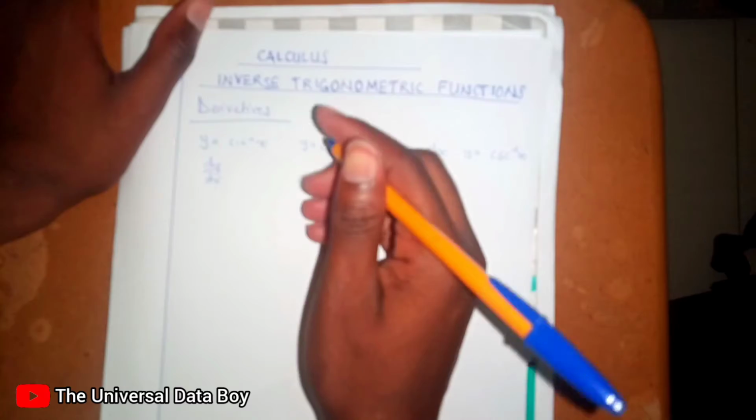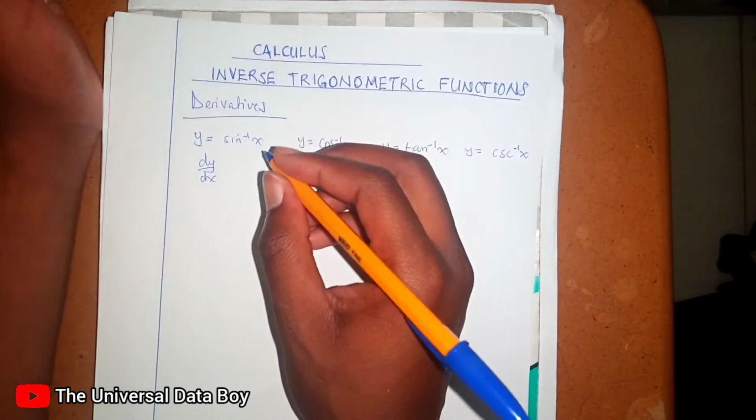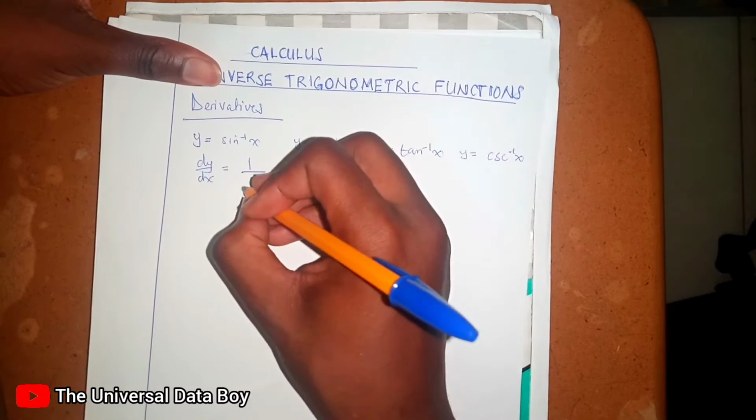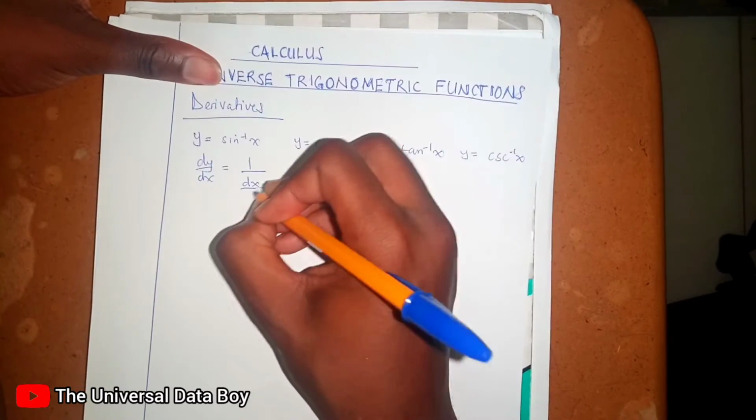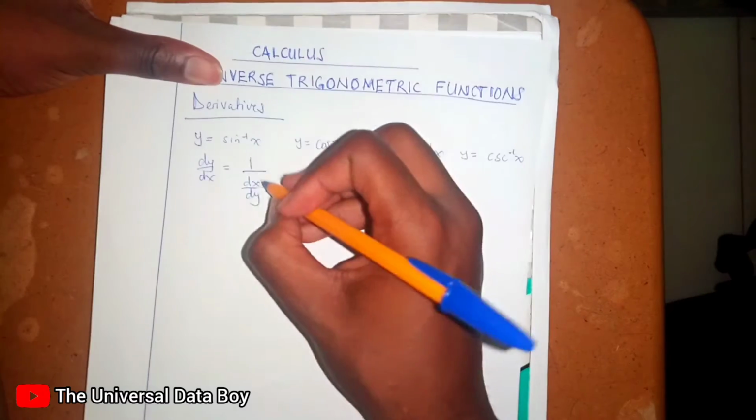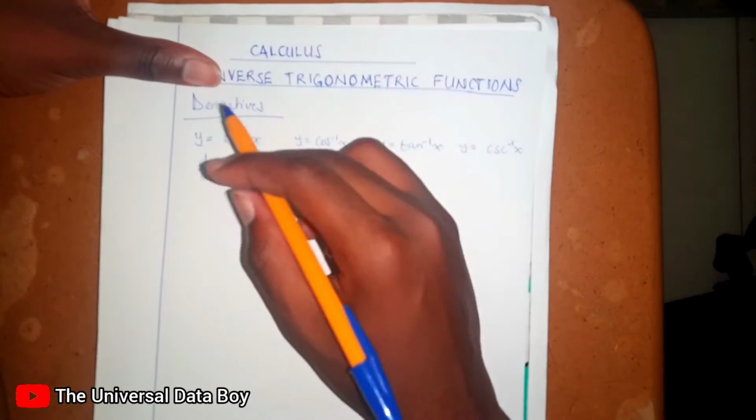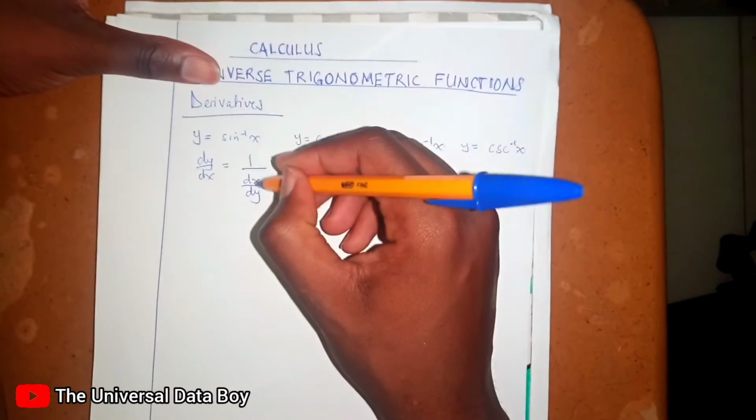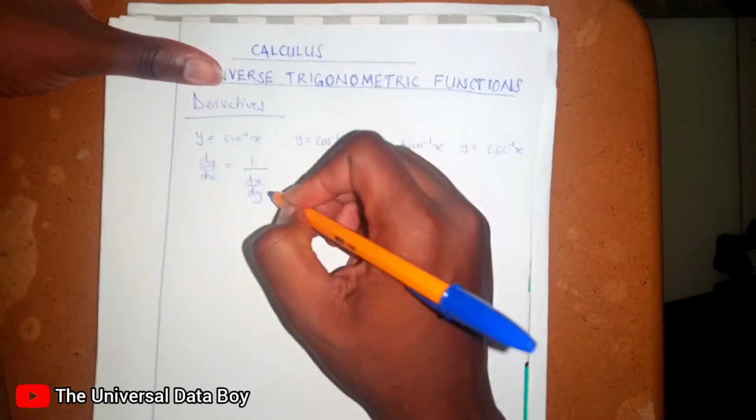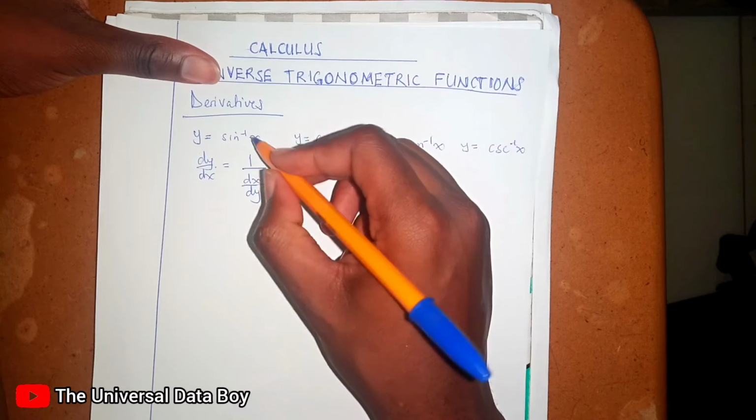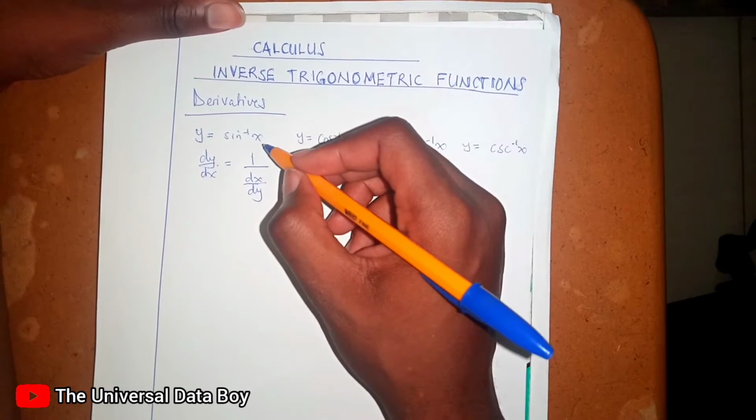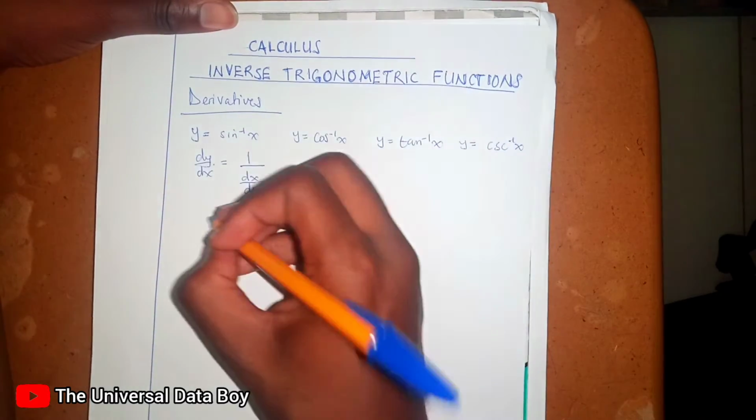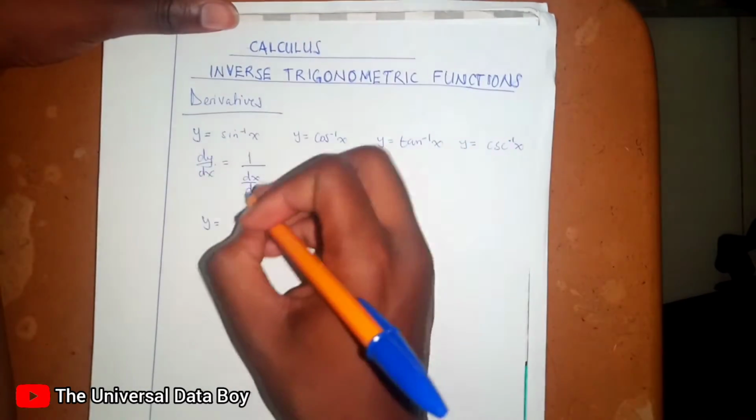Now how we derive this is, we know dy by dx is the same as 1 over dx by dy. This is the main idea of deriving this, because we can easily derive dx by dy and not dy by dx. So we first derive dx by dy and then come to this one. How are we going to achieve this? We're going to achieve this by using a simple rule.